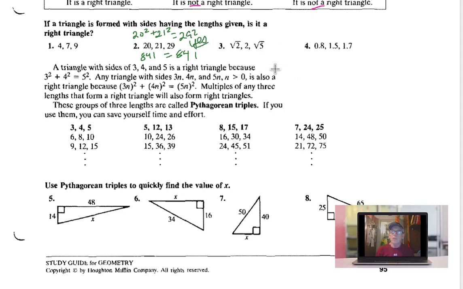Okay, we want to check number 4: is 0.8 squared plus 1.5 squared equal to 1.7 squared? 0.8 squared is 0.64. 1.5 squared is 2.25. And that adds up to 2.89. And 1.7 squared is also 2.89. So here we have 2.89 equals 2.89. Yes, this is a right triangle.